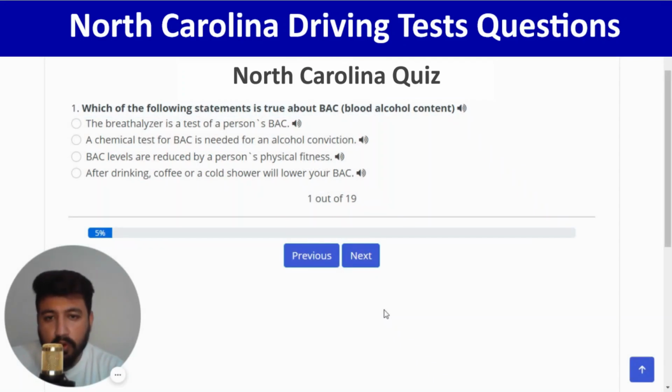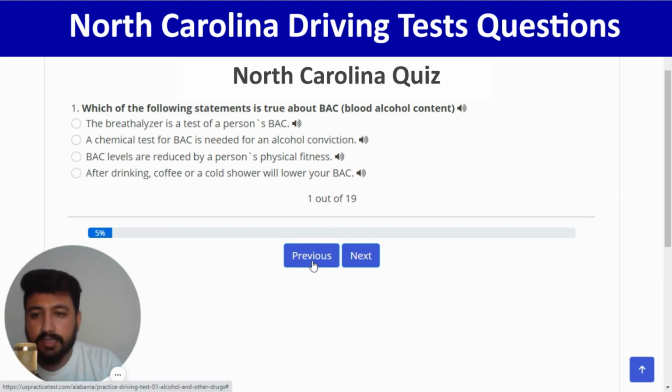So the first question of quiz number 1 is, which of the following statements is true about BAC, blood alcohol content? The right answer of this question is, the breathalyzer is a test of a person's BAC.